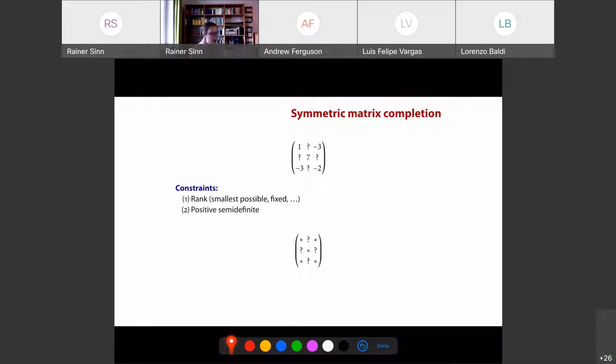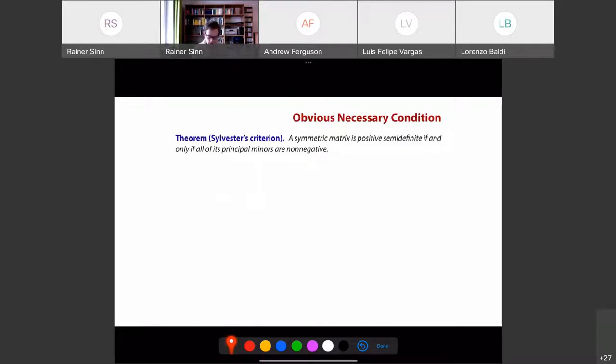And then I want to ask questions like, can I complete every matrix where I fill in the stars to be any real number, such that maybe obvious necessary conditions are satisfied, to a positive semi-definite matrix? I will ask questions of this type, fixing the pattern of known and unknown entries. Can I do something for all of the matrices that have this pattern and satisfy some obvious conditions? Can I complete them to PSD matrices? It's the type of question that we're going to ask.